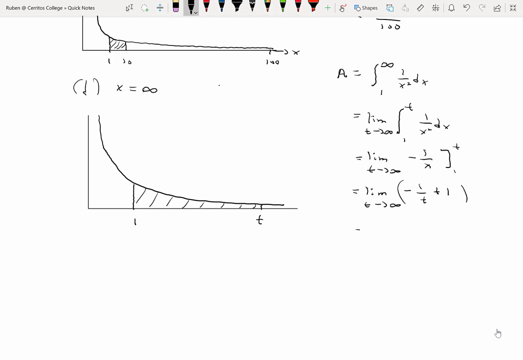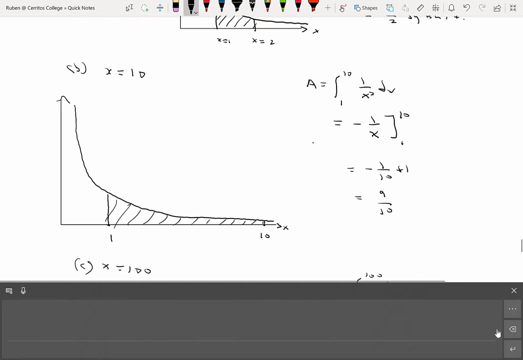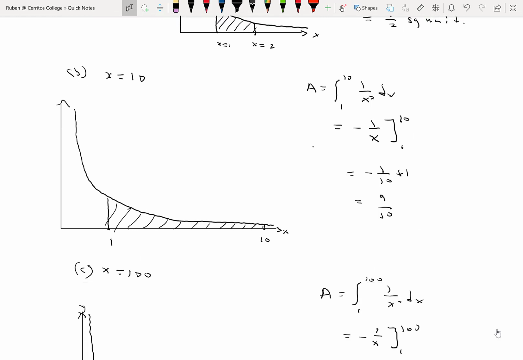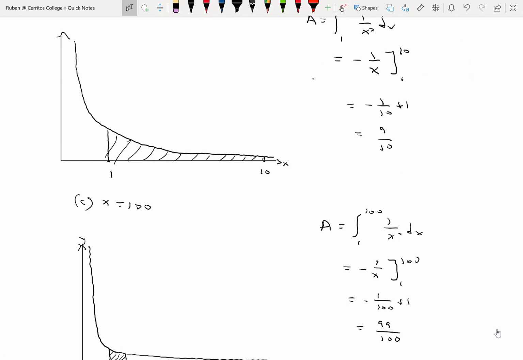As t approaches infinity, 1 over t approaches 0. So we get exactly what we might have expected. We get 1 square unit of area as t approaches infinity. No big surprise, because the numbers were increasing as the upper limit of integration increased. If the upper limit of integration was 2, we got an area of 1/2. When the upper limit of integration was pushed out to 10, we got an area of 9/10.